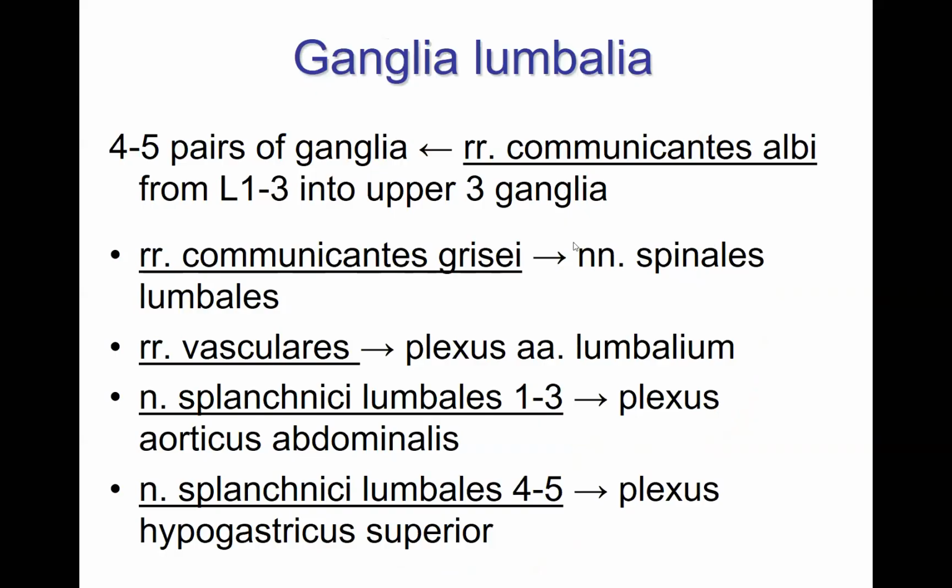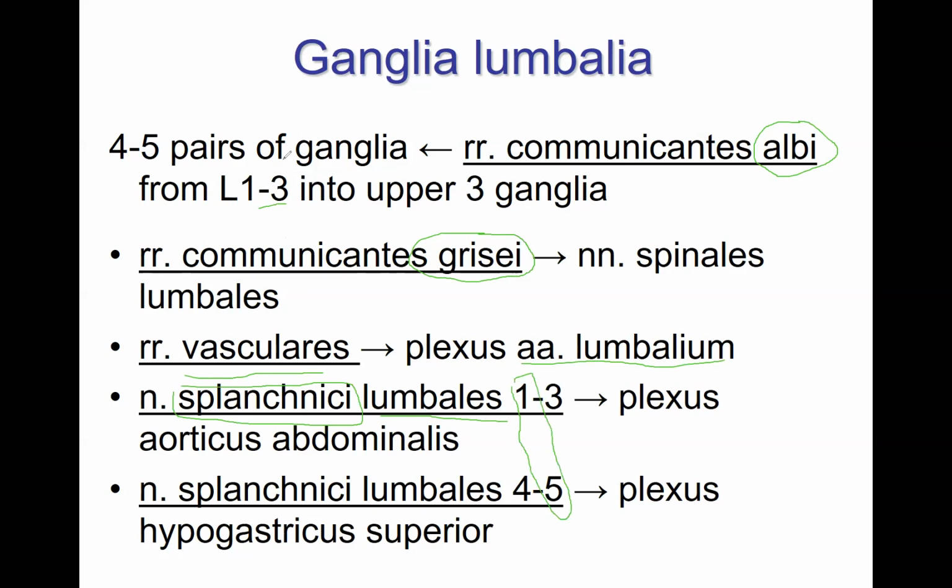Lumbar level. So at lumbar level, similar information again. At every level, gray communicating branch. White communicating branch only until L3, as I said, C8 to L3. Vascular branches to smaller vessels, lumbar arteries. And again, we have some splanchnic nerves. In this case, we call them lumbar. We have 1 to 5.